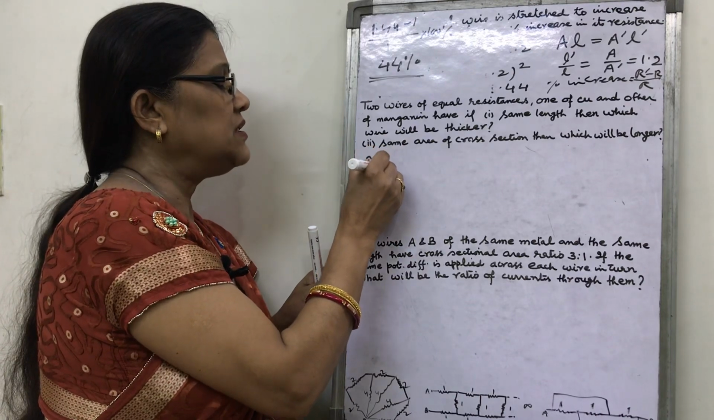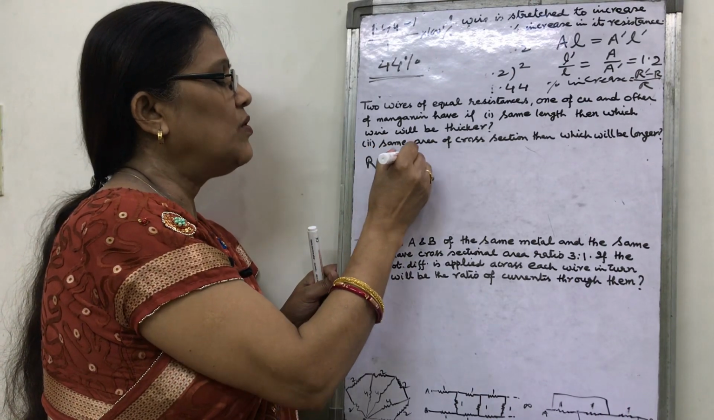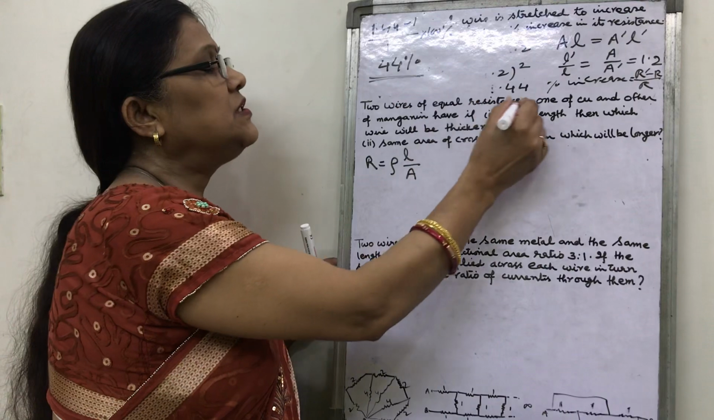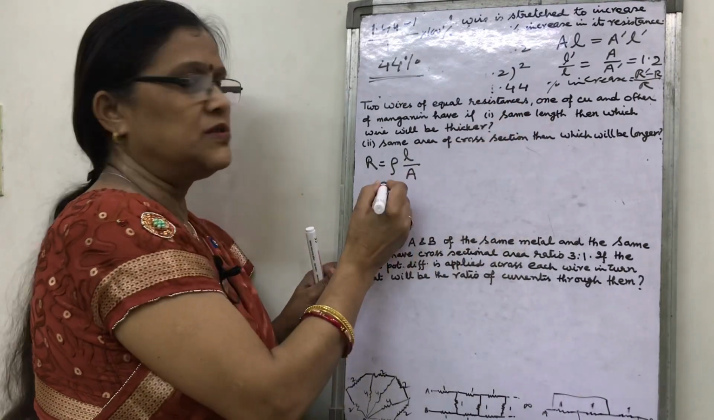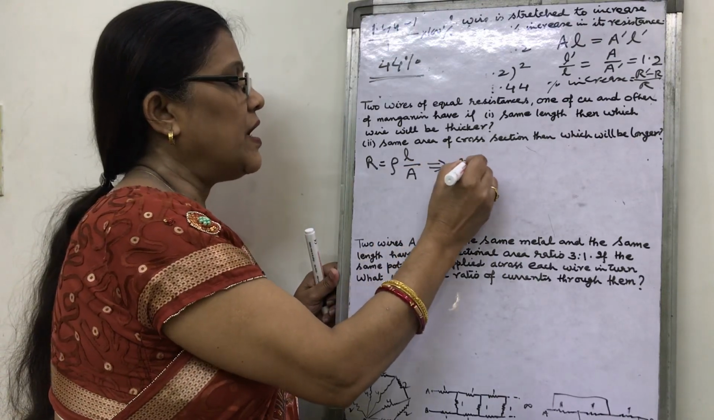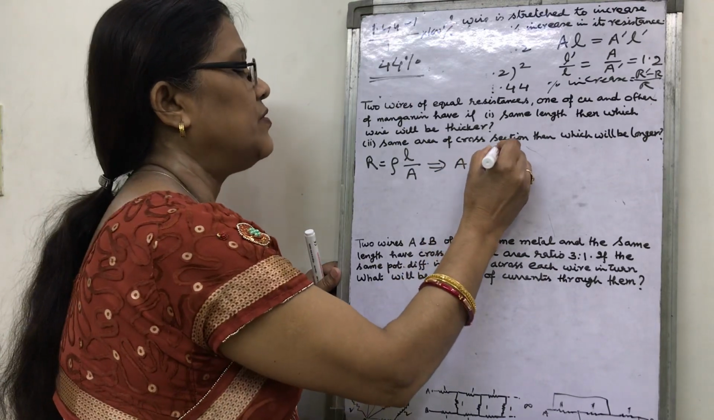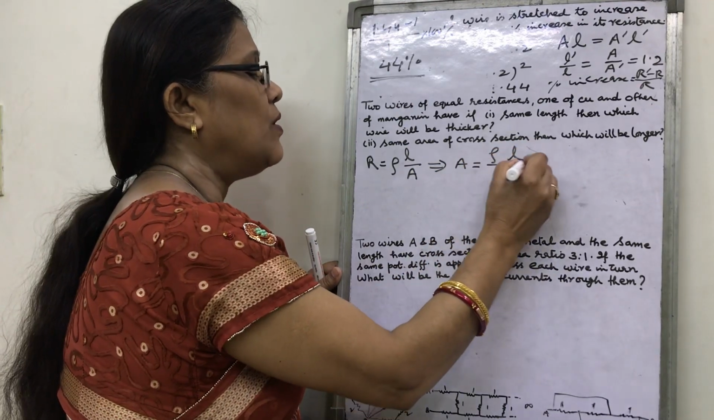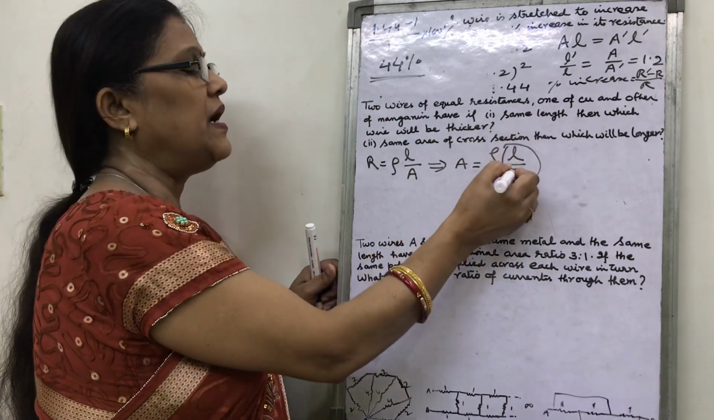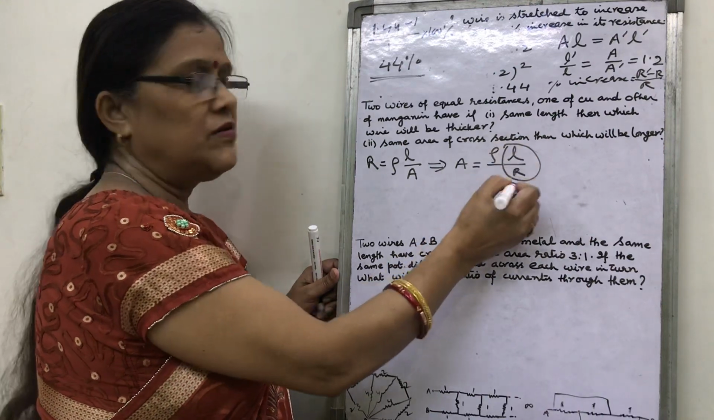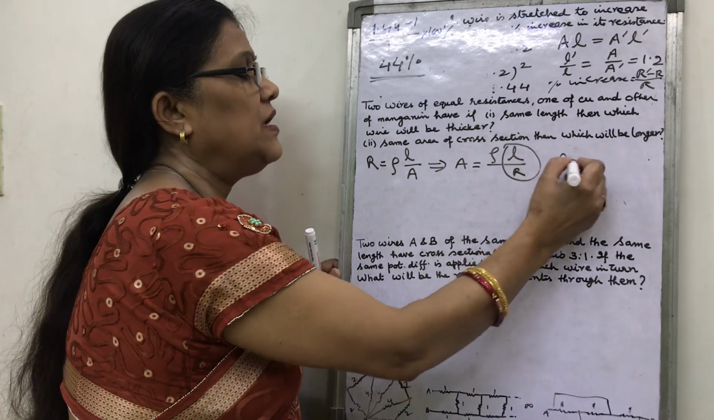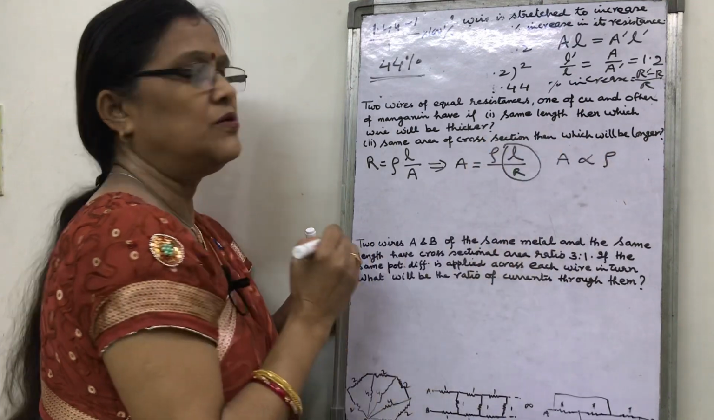You know that resistance is given by R equals rho L upon A. Since the resistances are the same and the length is also the same, what can you find here? A will be equal to rho L upon R. Both wires have the same length in the first part and the same resistance. What is concluded here? That L by R is constant. Then A is directly proportional to rho.